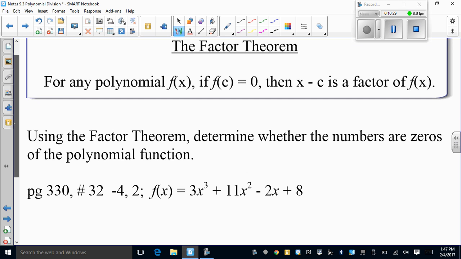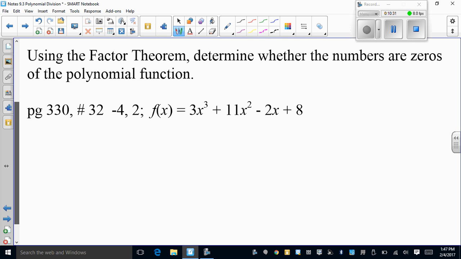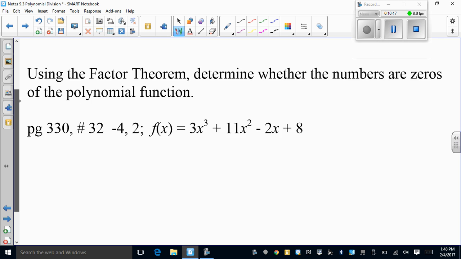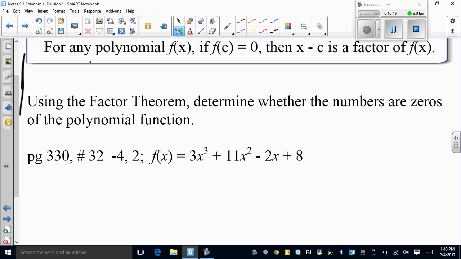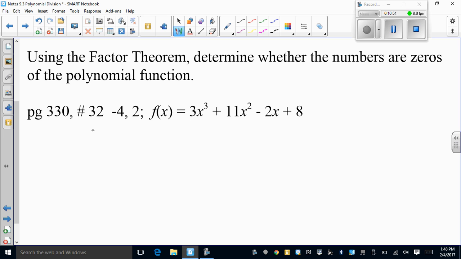This is a way of getting through something if you're trying to factor, say, something like this, and you're not getting anywhere: play with values and see if you can get a factor and then bring it down from there. So they want you to use the factor theorem to determine whether the numbers are zeros of the polynomial, and using the factor theorem is that substitution idea. You can do synthetic or the substitution, either way, because what you're looking for is your remainder 0.